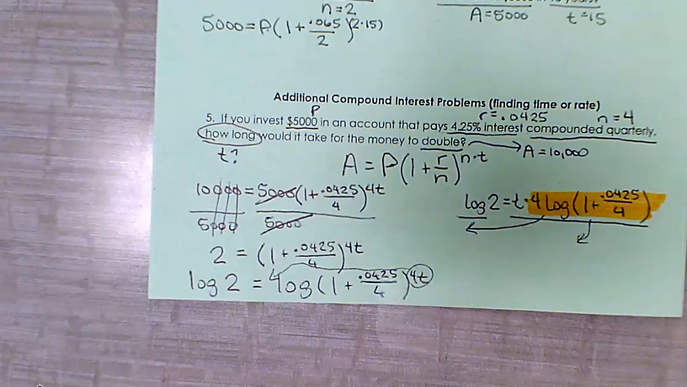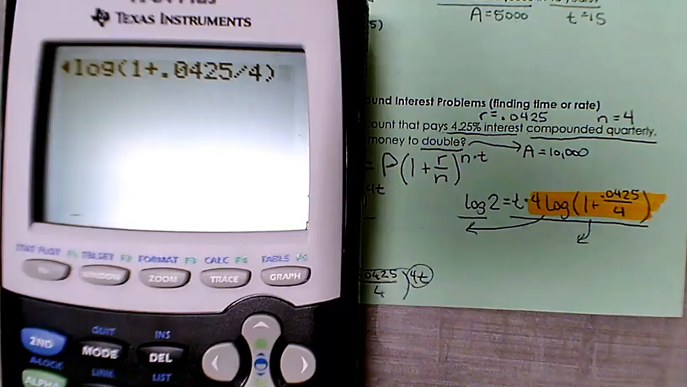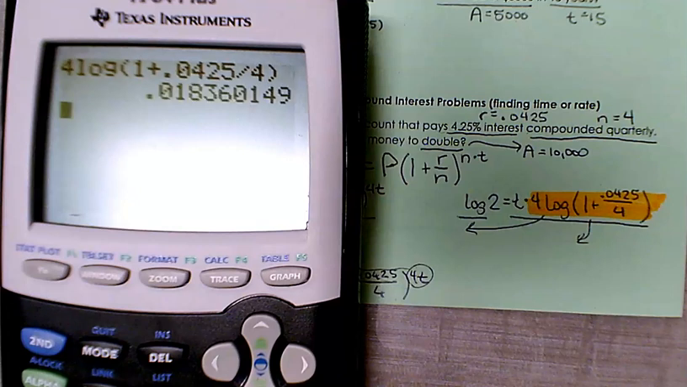Does that make sense? If it doesn't, let me know. So if you are watching this as a video, I want you to pause your video. I want you to type into the calculator 4 log of, open your parentheses, 1 plus 0.0425 over 4, and close your parentheses. Okay, so I have 4 times log of 1 plus the r value divided by 4. I close my parentheses, I hit enter, I get kind of a kooky number, right? And I don't want to round this.